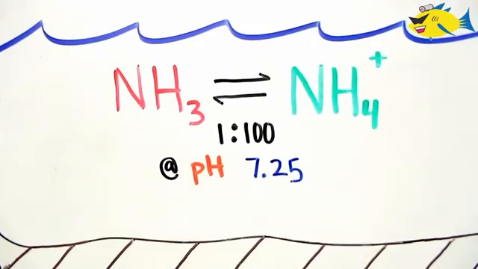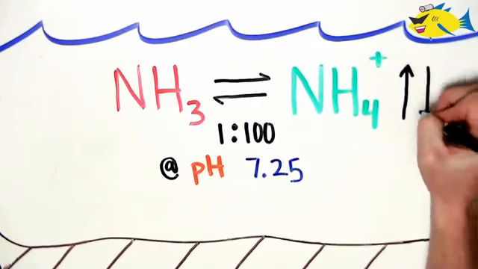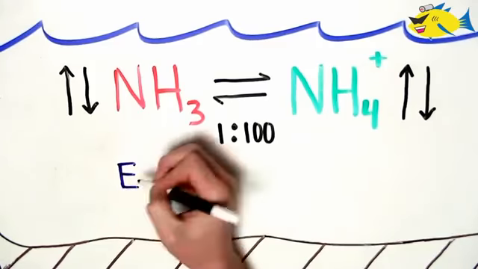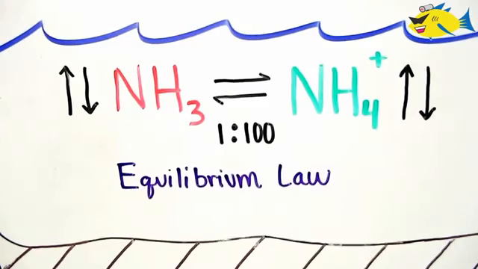Another key feature of these two forms of nitrogen is that they exist in a constant equilibrium with one another, meaning that if our pH remains stable, the ratio between them won't change even if one form is increased or decreased. This is called Le Chatelier's principle, or the equilibrium law.